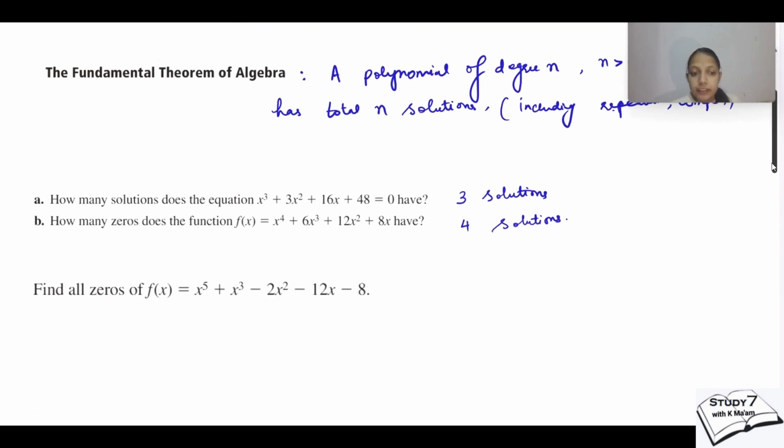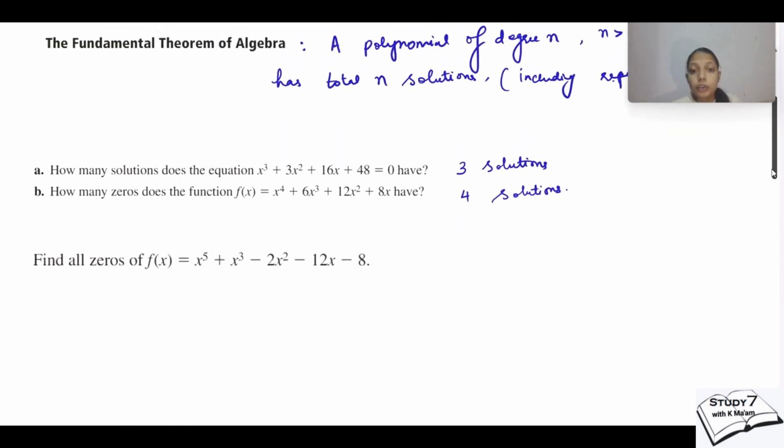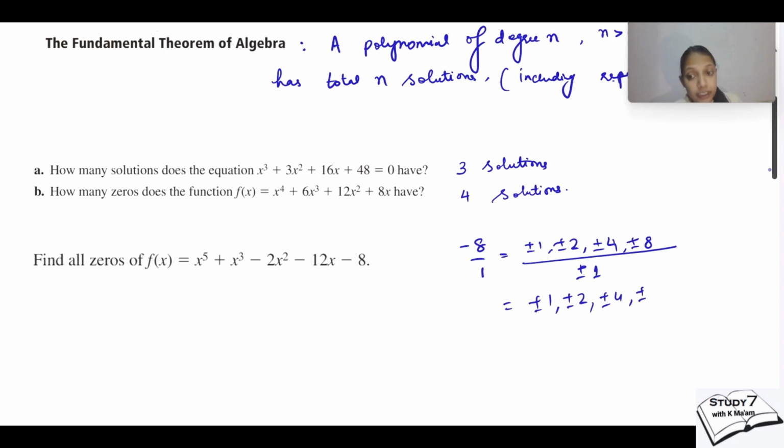Next question says find all zeros of this polynomial. The polynomial is provided. The last number is negative 8. Yesterday we learned about the rational root theorem, so I will use that first. Minus 8 over 1. The factors of minus 8 are plus minus 1, plus minus 2, plus minus 4, plus minus 8. These are the possible rational roots. If you divide each by plus minus 1, it has no effect. It's still the same.